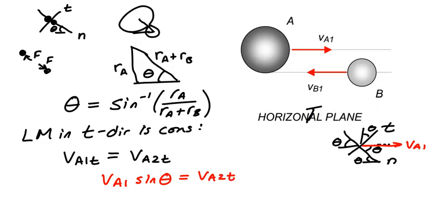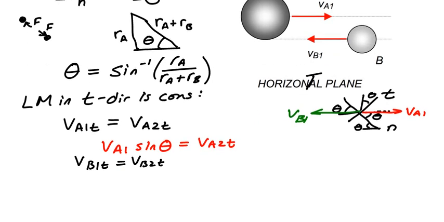If I do something similar on B, I can sketch it in a different angle. Here is going to be essentially VB1. And so if I use the fact that linear momentum in the t direction is conserved for that particle as well, I can say that VB1 in the t is going to equal VB2 in the t. And if I do my projection now, what I can say is, well, what's the initial speed in the t? Well, the initial speed in the t is going to be minus VB1 times the sine of the angle theta, and that's going to equal VB2 in the t direction.